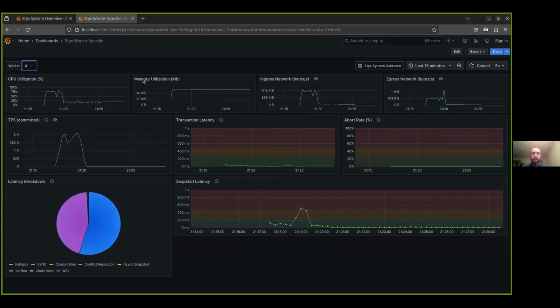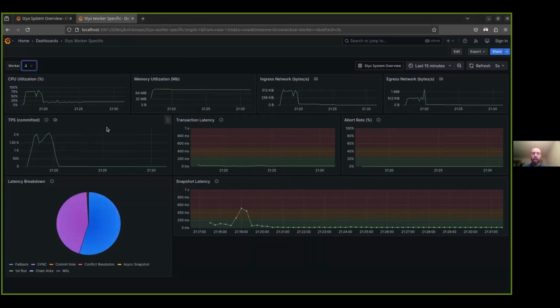We can now go to the worker-specific metrics and take a look at that worker. Here, we can observe that it stopped reporting any traffic.